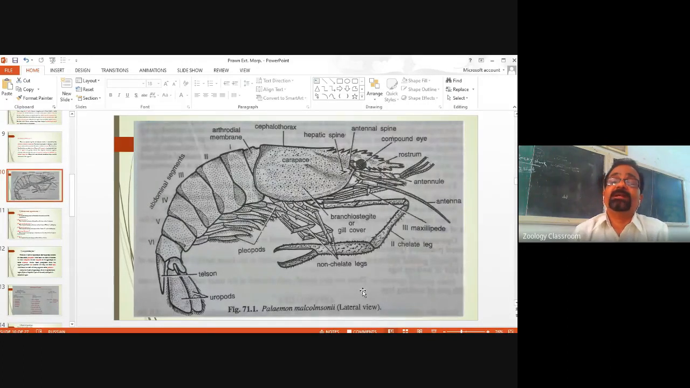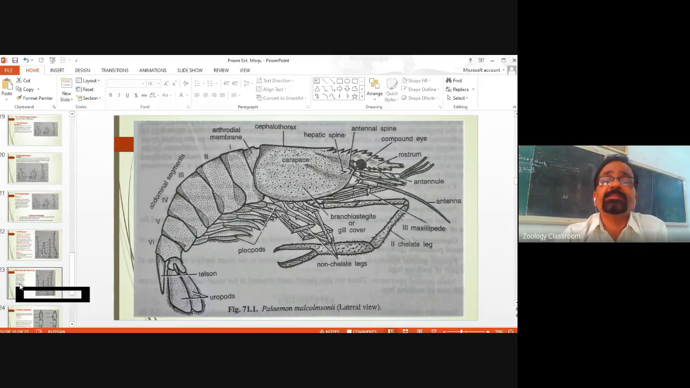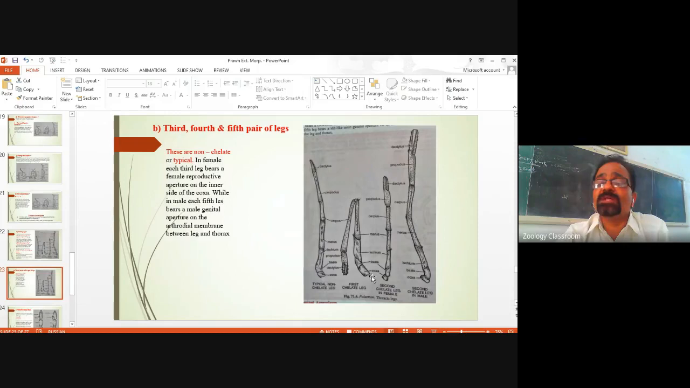But as I have mentioned, this chelate leg is larger in case of male, so it can be exhibited or made out easily. But it is smaller in case of the female. In female, each third leg bears the female reproductive aperture, on the inner side of the coxa.